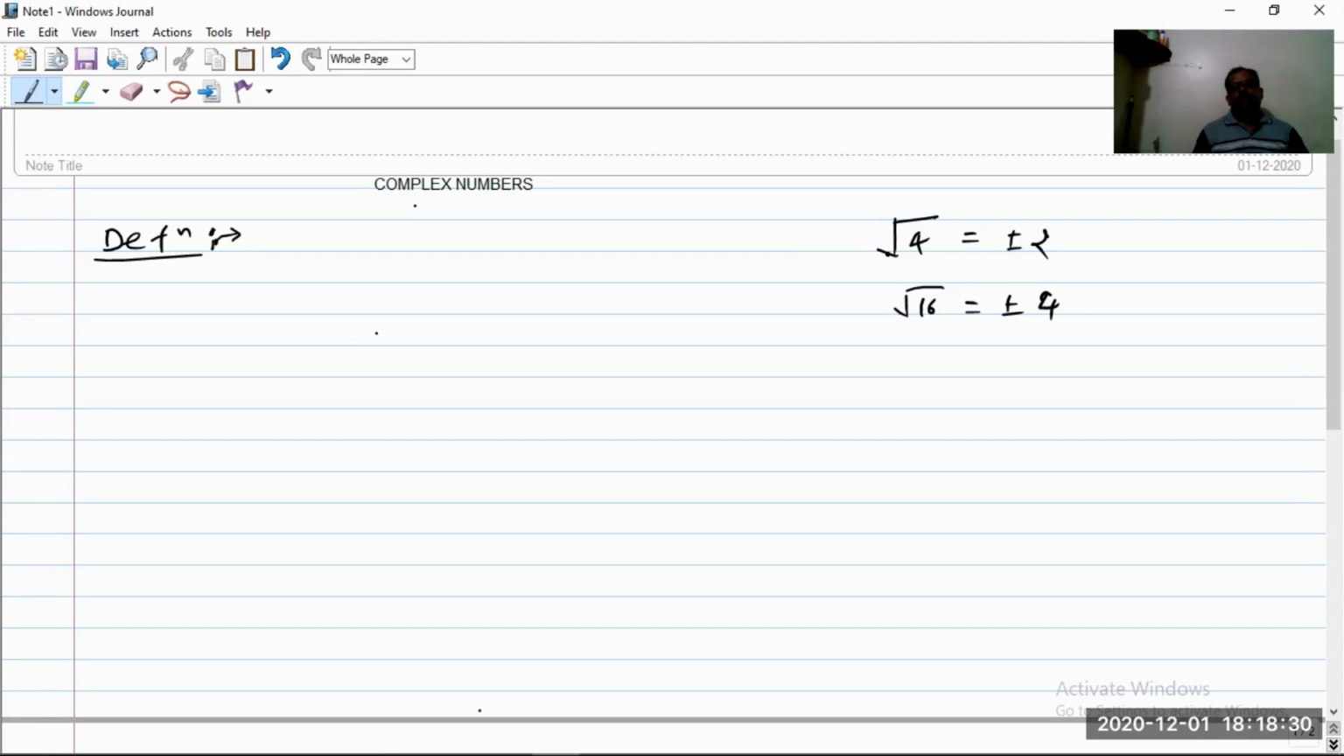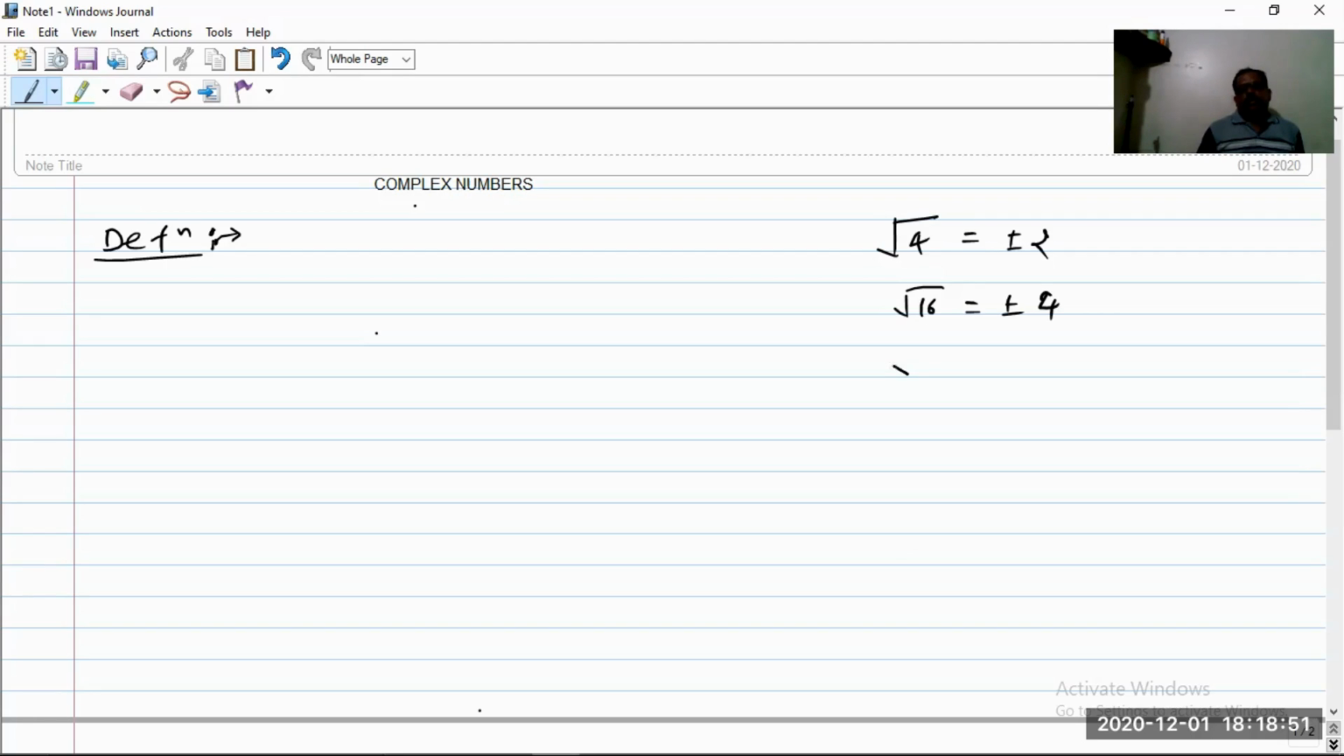Any positive real number will have its square root. If it is a perfect square, we can have it directly. If it is not a perfect square, we have different methods of finding the square root. Okay, so why can the complex number be introduced here? As we have seen, the square root of all positive numbers can be found.